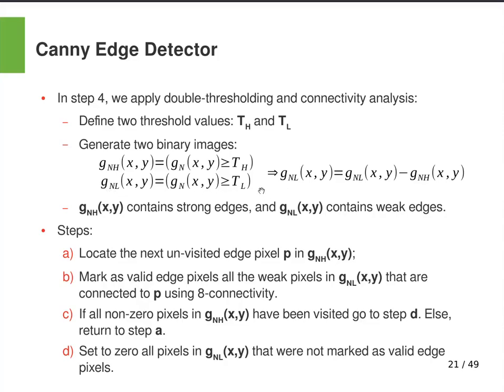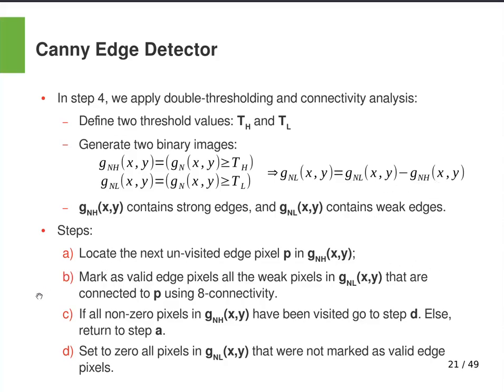So since we want to have a separation between strong edges and weak edges, what we do next is basically we update gn of l and we subtract all the values that are basically common between the two. So we calculate the subtraction between gn of l and gn of h.